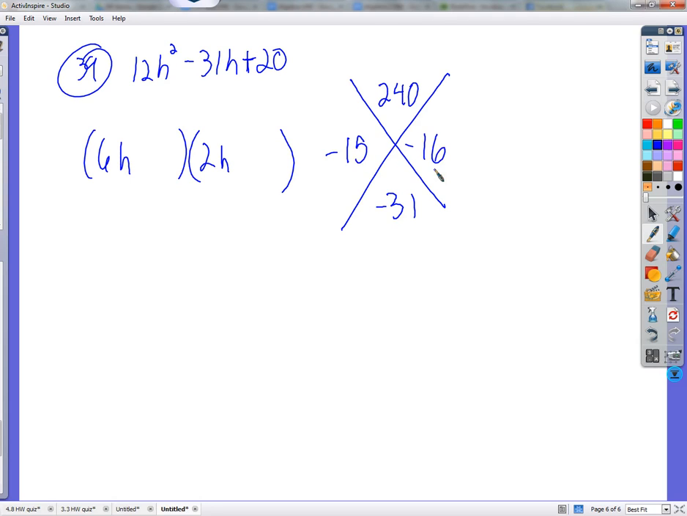15 and 16. All right, if there's any disagreement there, let us know. But if 15 times 16 is 240, definitely we can see negative 15 minus 16 would be negative 31. So that's good. So what do we do with that, now that we found those two numbers? Take negative 31h and we replace it with negative 15h minus 16h.